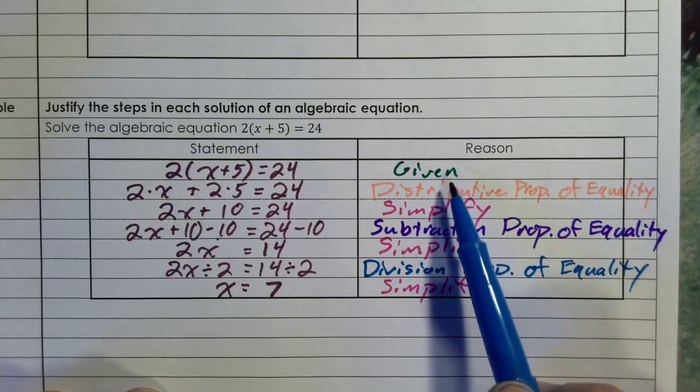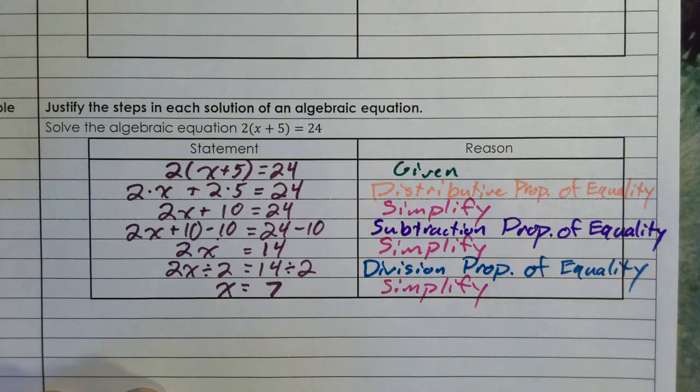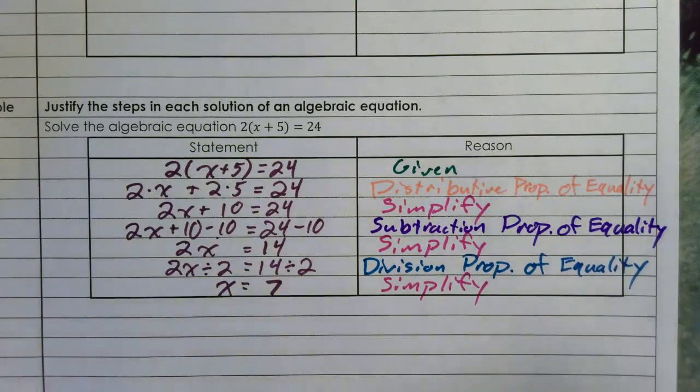So I always start with my given. I've got those properties. And for the most part, a lot of these are going to be simplify thing, simplify thing, simplify thing. There might be multiple simplify steps if you add some more, but you just want to make sure you're taking your time and writing out every step over here.